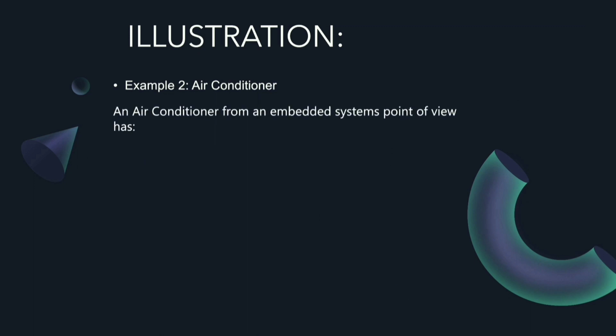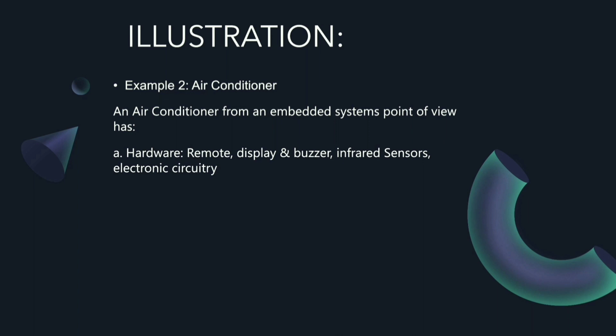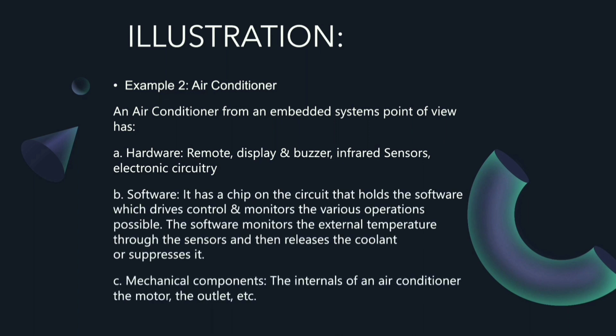An air conditioner, from an embedded system's point of view, has hardware, software, and mechanical components. So, what are the hardware components that are present in an air conditioner? Remote, display and buzzer, infrared sensors, or electronic circuitry. For the software, it has a chip on the circuit that holds the software which drives, controls and monitors the various operations possible. The software monitors the external temperature through the sensors and then releases the coolant or suppresses it. For the mechanical components, the internals of an air conditioner, the motor, the outlet, etc.